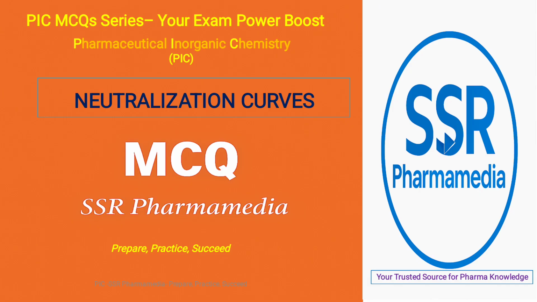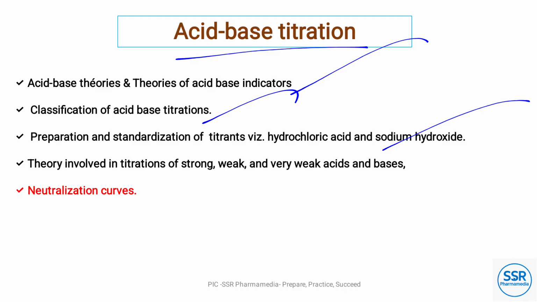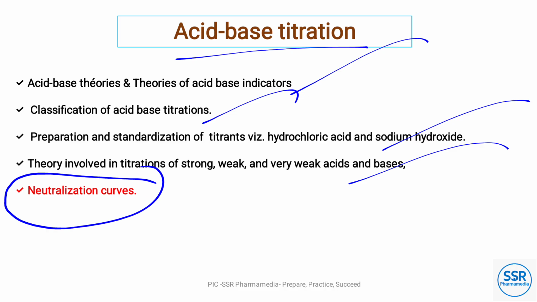Pharmaceutical Inorganic Chemistry. Today we are going to discuss neutralization curves. Prepare, practice, succeed. So first of all, what is acid-base titration? In acid-base titrations, we have discussed acid-base theories and theories of acid-base indicators, classification of acid-base titration, preparation and standardization of titrant, and theories involved in titration of weak acids, weak, strong, and very weak acids and bases. Today we are going to discuss the neutralization curve only.